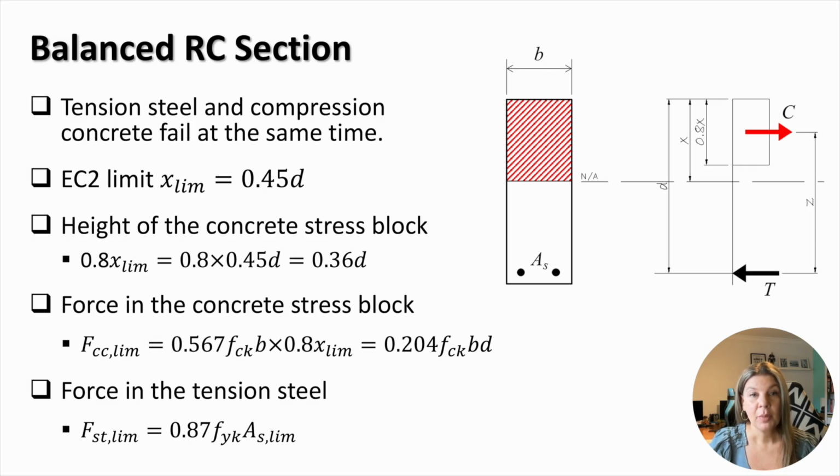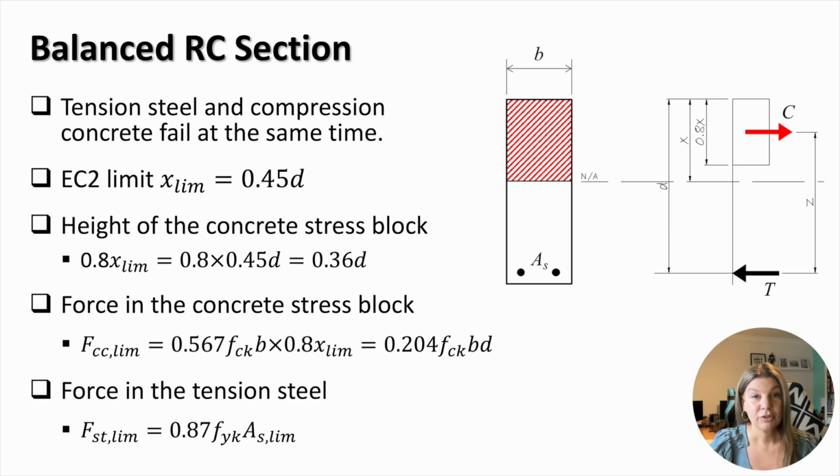In this section, both tension steel and compression concrete fail at the same time. Concrete fails in a brittle manner. To assure ductile failure, Eurocode 2 limits the height of the concrete compression zone at the ultimate limit state to 0.45 of the section effective depth d.